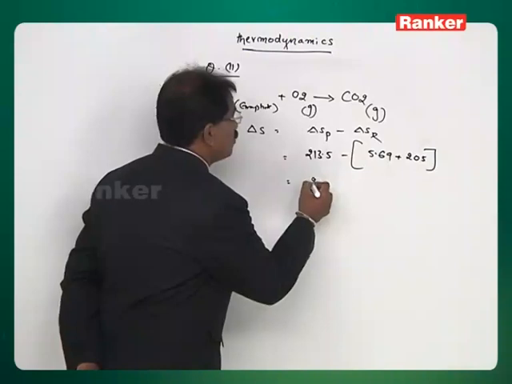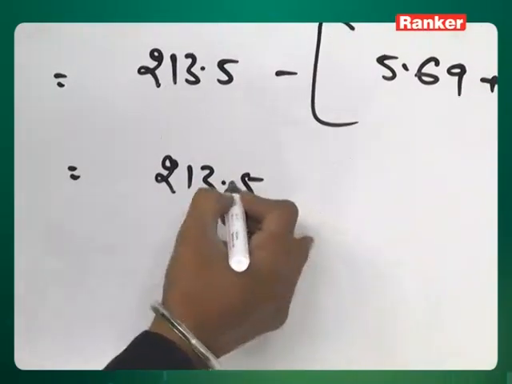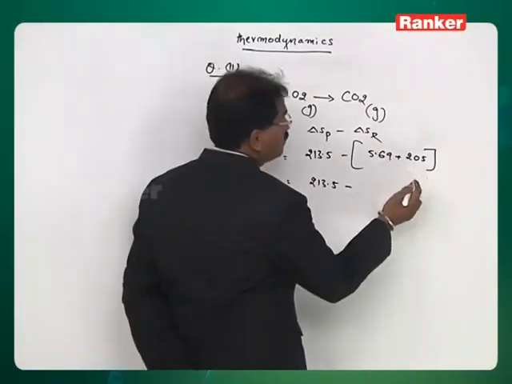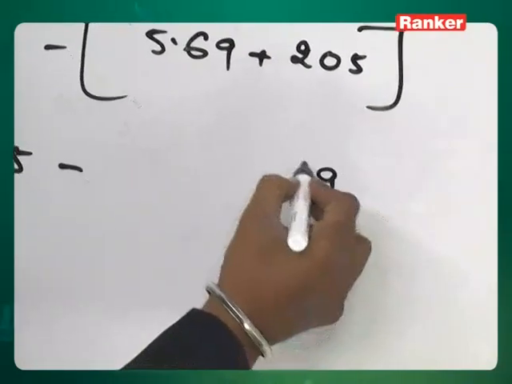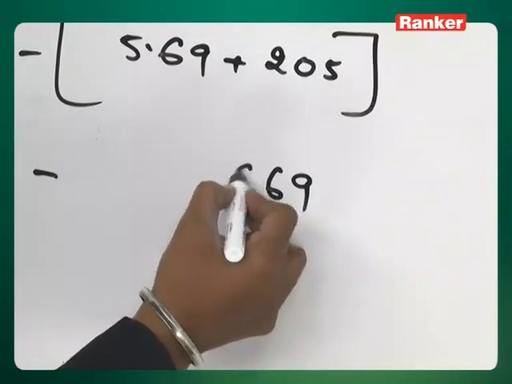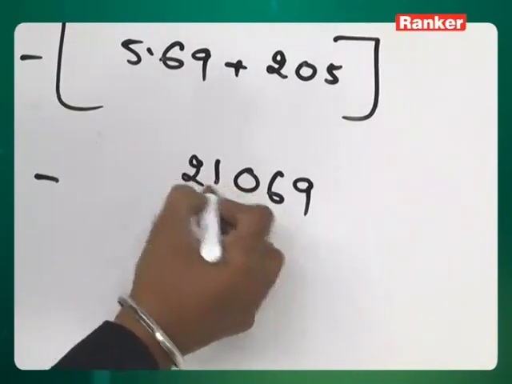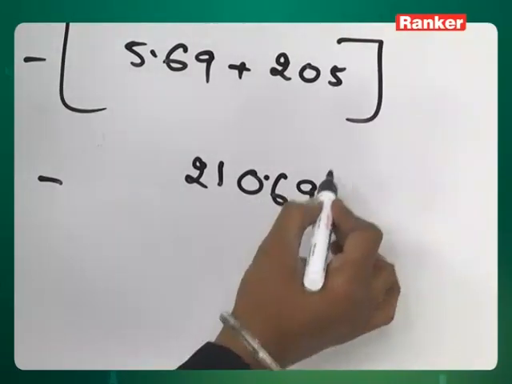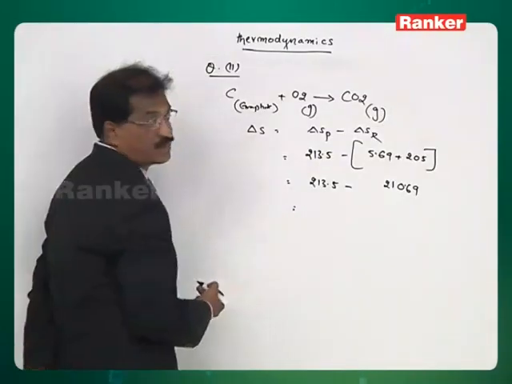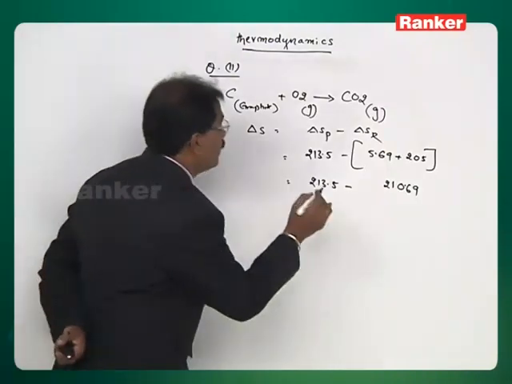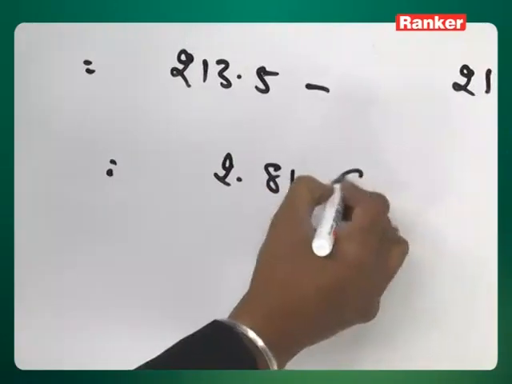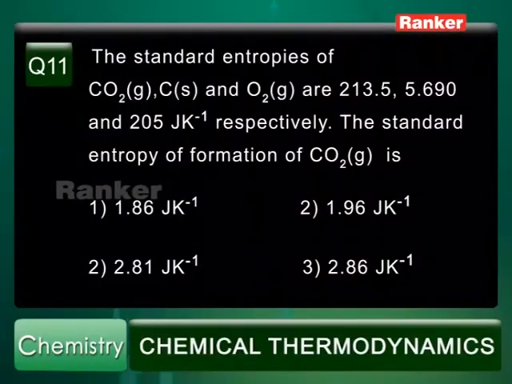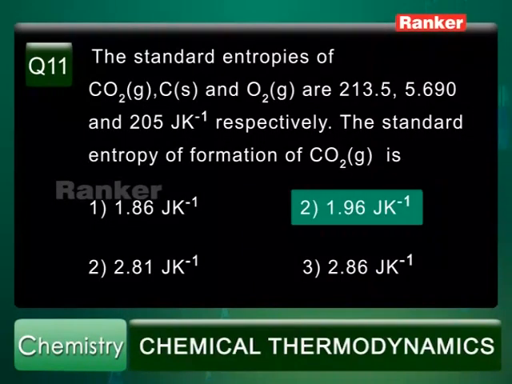This is the total entropy of the reactants. Therefore, 213.5 minus, here add these two values. This is 210.69. Next, the net entropy change. The net entropy change is 2.81 calories per degree. Therefore, the answer is 2.